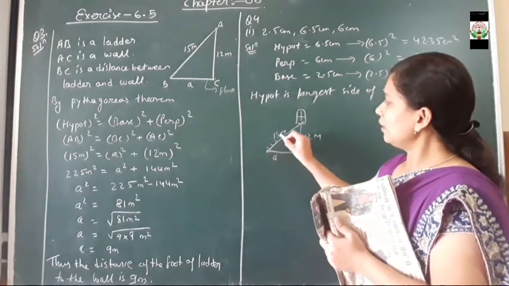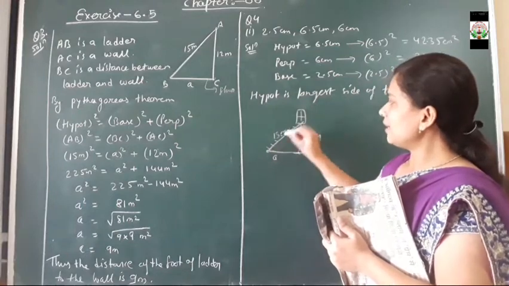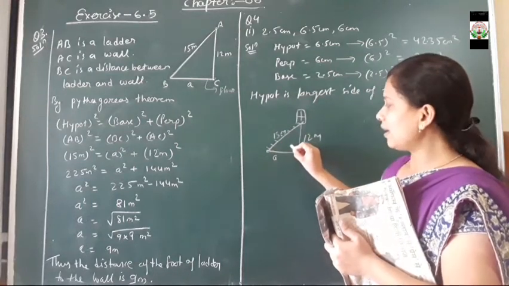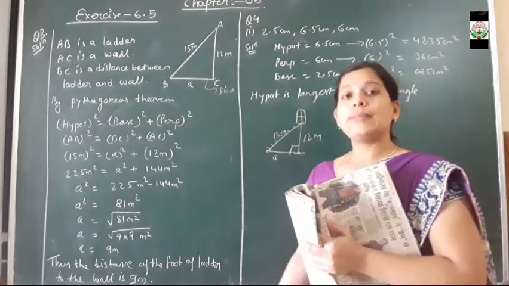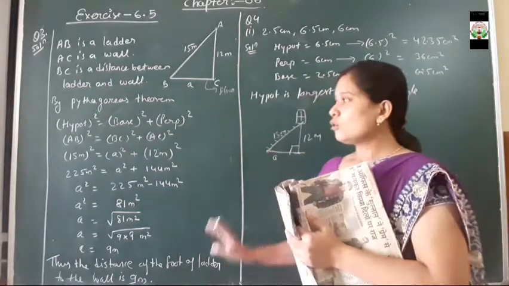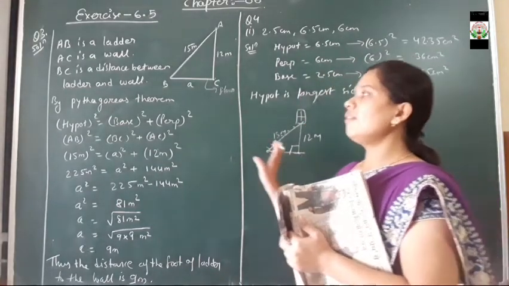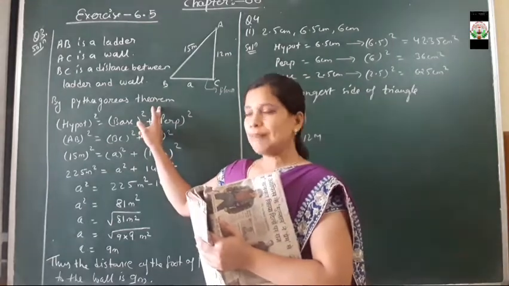This one is the ladder. Now this ladder and the window make a right angle triangle, isn't it? So when it makes a right angle triangle, we are going to apply the Pythagoras theorem.